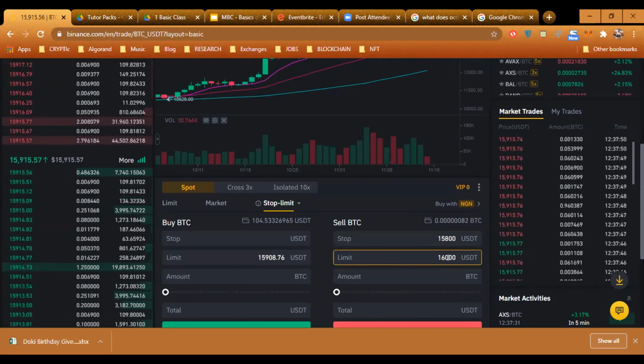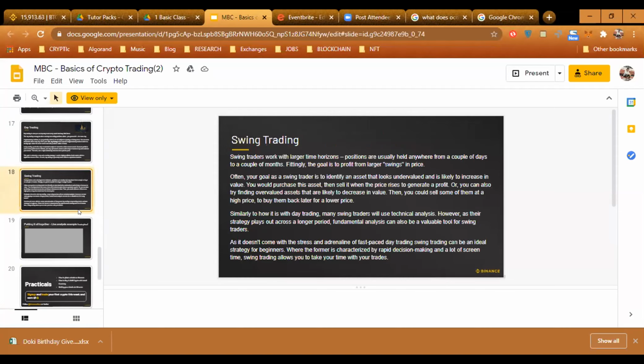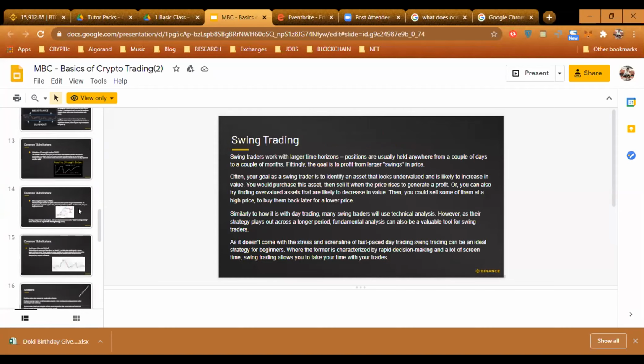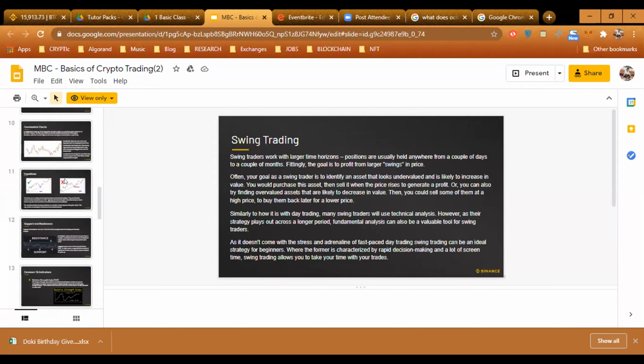But I think we're going to talk about all types of trade here: swing traders, and these kinds of traders that buy low and hold it for a long time before they sell. But let's still get back to this. This is where we're at.